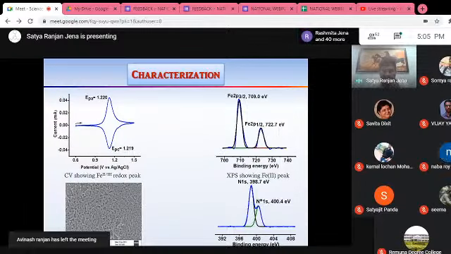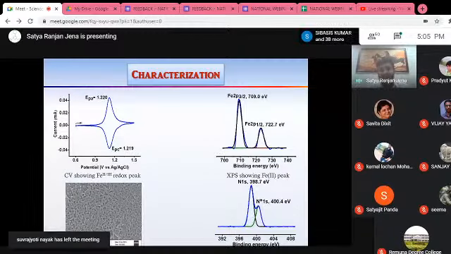We got the peak of iron as well as nitrogen, and two kinds of nitrogen, because imidazolium has the positive nitrogen and terpyridine has the neutral nitrogen. That's why we got two different peaks.